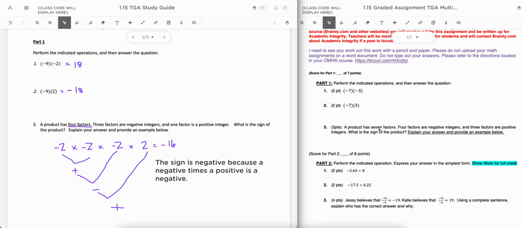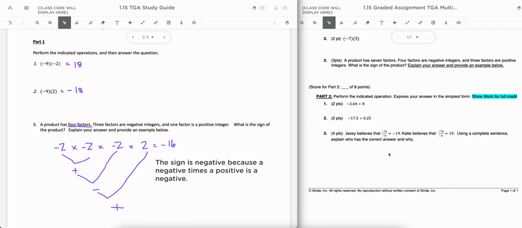Okay, so you would do the same thing right here on number 3 on the real TGA, except for instead of doing 4 of the number 2's, this one says you need 7. So write out 7 2's, and then 4 of those 2's need to be negative, and 3 of those 2's need to be positive. And then you're just going to go through and find the answer, see what sign it has, and then your reasoning will be the same.